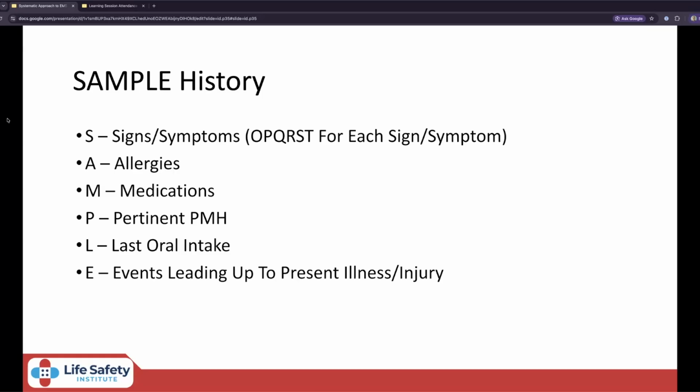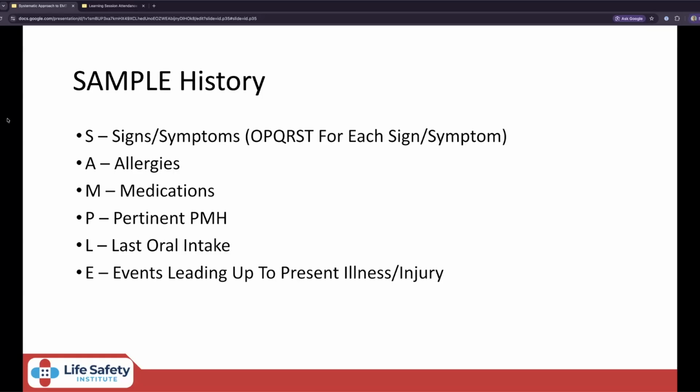Pertinent past medical history. Okay, do you have diabetes? Do you have epilepsy? Do you have, right, any of these other things? Then I compare that with the medications. Are you taking them? Are you not taking them, right? That clues me in.